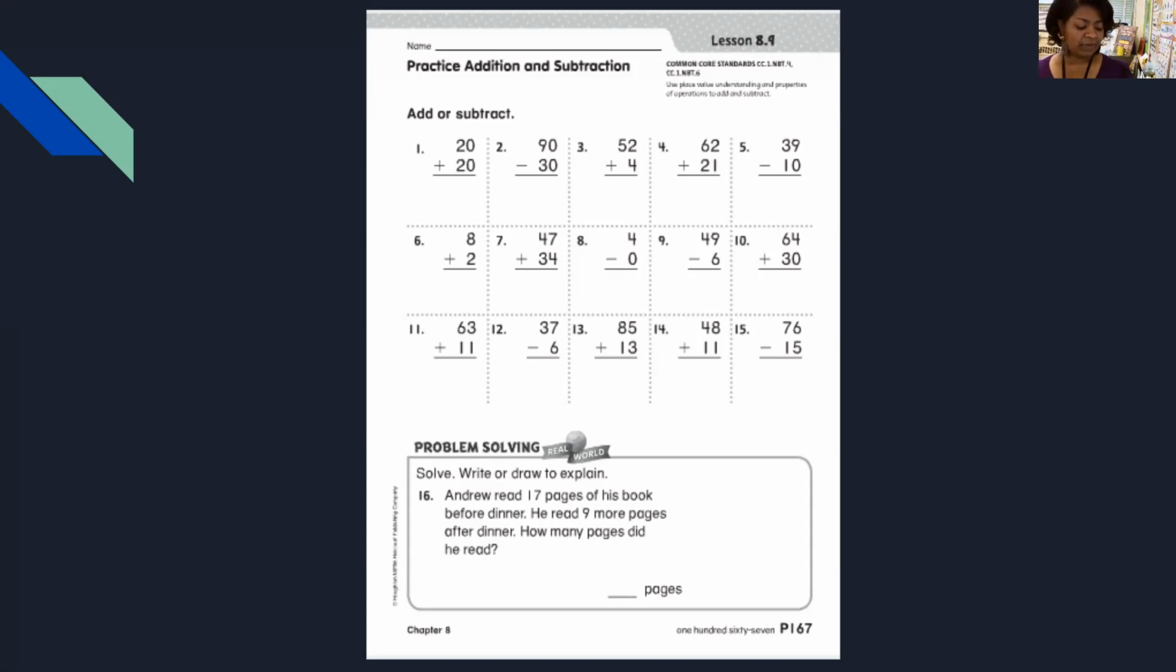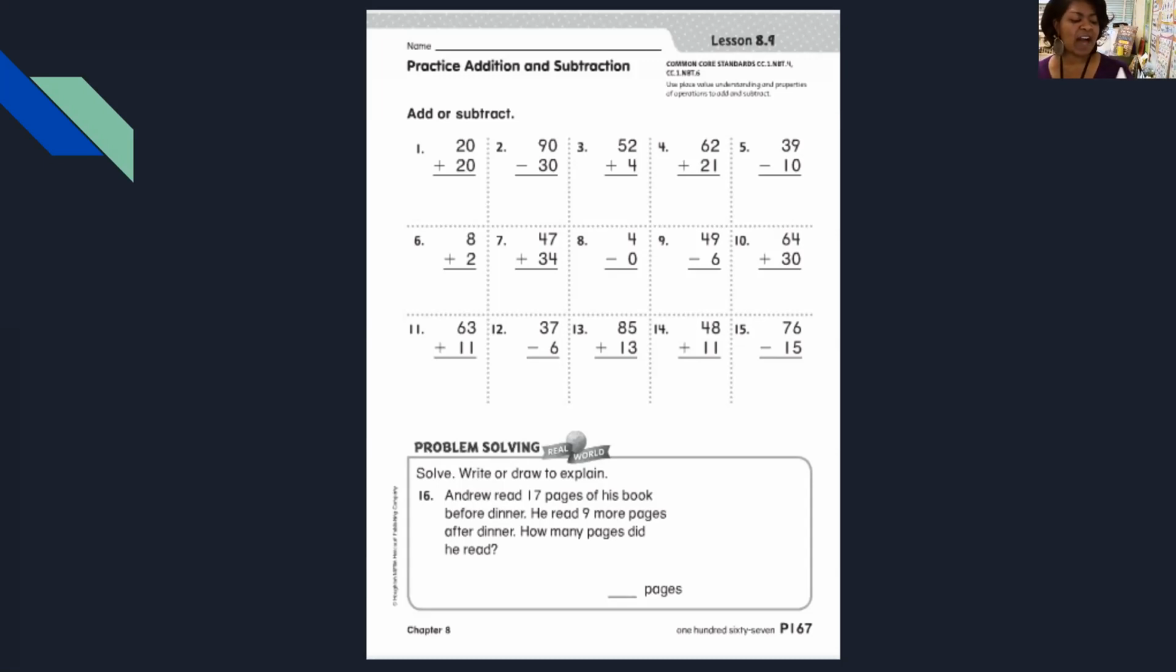Okay, let's do another. 62 plus 21. Now remember, when you add or subtract, you always start in your ones place. So what is 2 plus 1? Those are my numbers in my ones place. 2 plus 1 is 3, and 6 plus 2 is 8. So your sum is 83.